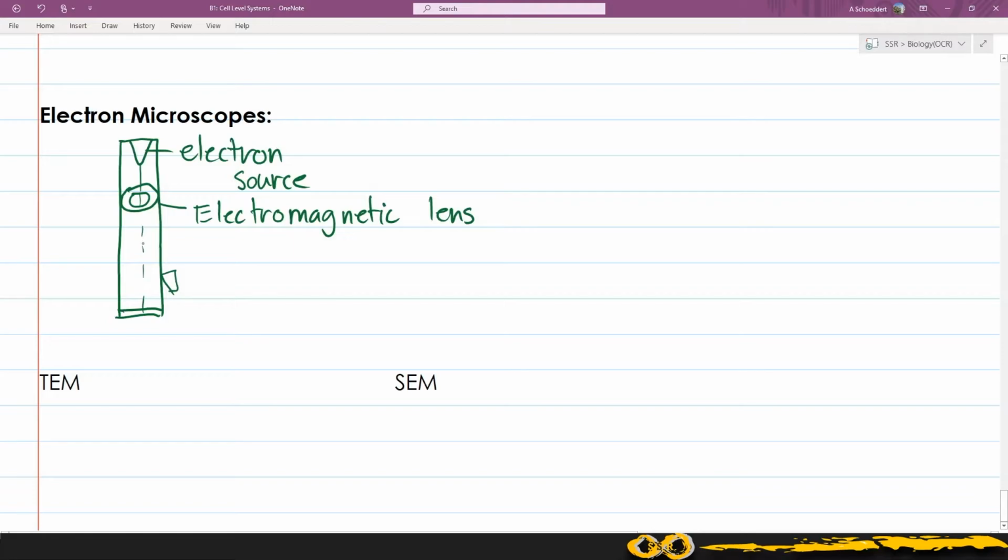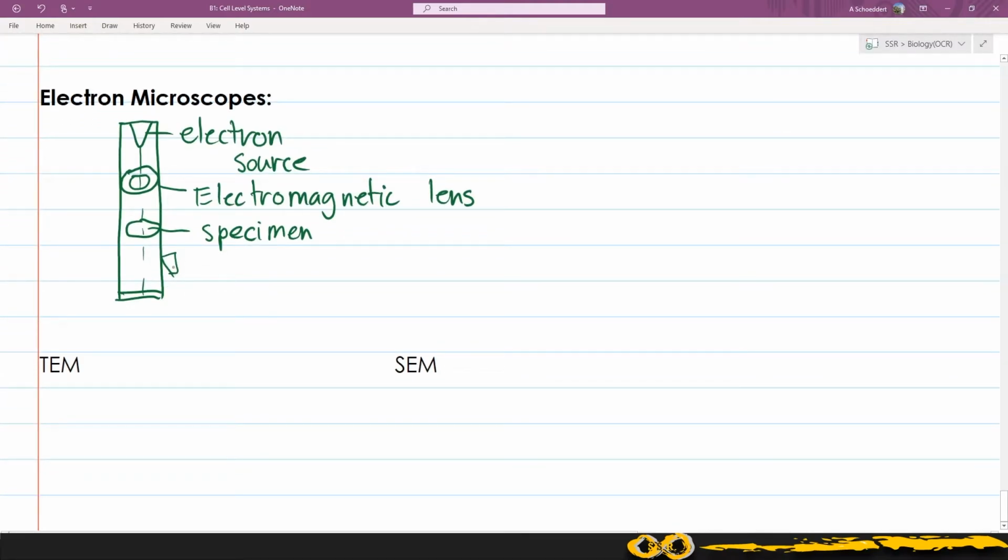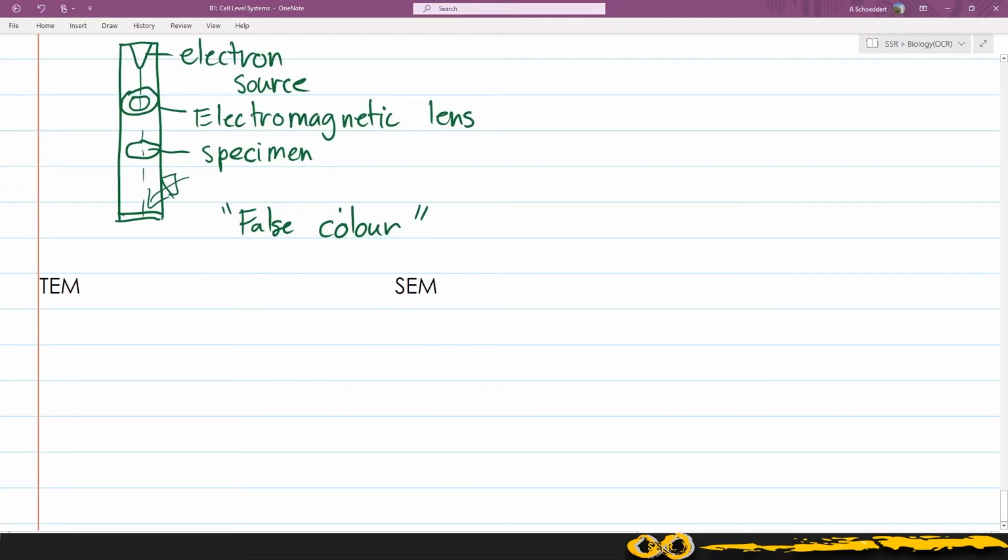The beam of electrons will then pass through the specimen that you're observing. And the image will be detected. In many cases, this detector is connected to a computer to do some processing on the image, and often there will be some form of program that creates a false color image. These images are where the computer program adds color to certain parts of the cell to make them clearer to see. There are two different types of electron microscope.